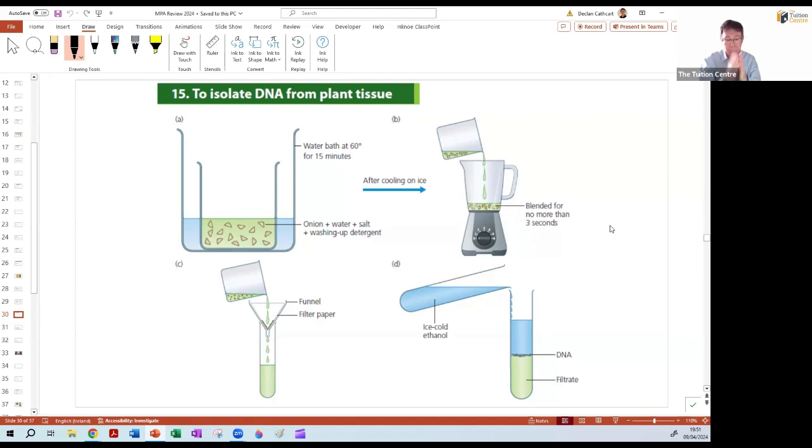I would go with: DNA is insoluble in ice cold ethanol. Water molecules are removed by the ice cold ethanol, and so the DNA then floats because it becomes less dense. There's a whole thing going on there, but I just go, it's insoluble in ethanol. That's your best bet.